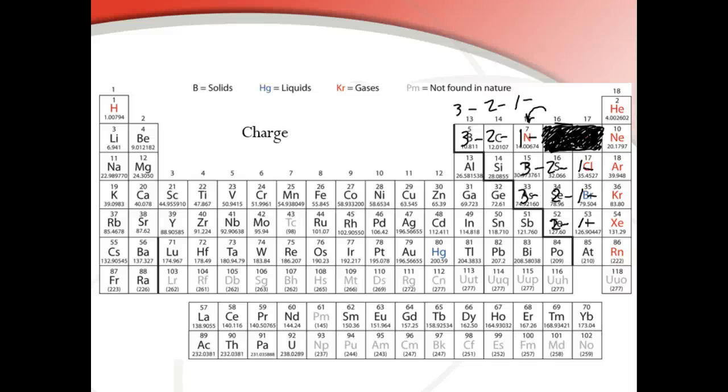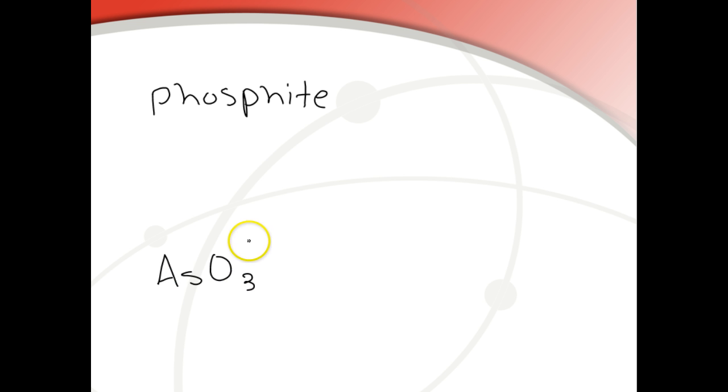So I don't know. Let's pick a weird one. We'll go from the formula to the name first. So why don't we do phosphite? Phosphite. And then we'll also do AsO3, okay, that's 3 minus. I want to know the names of those.